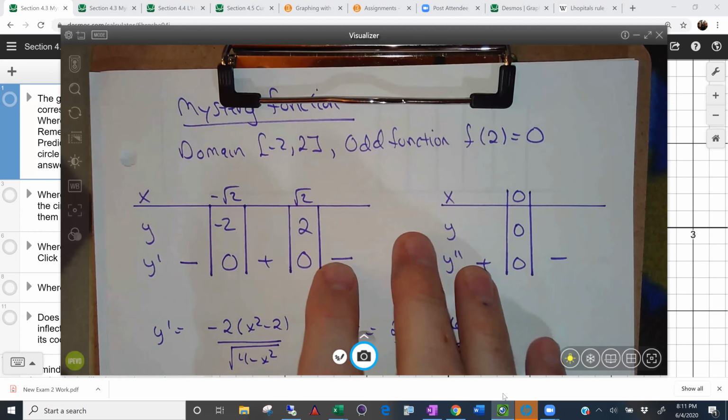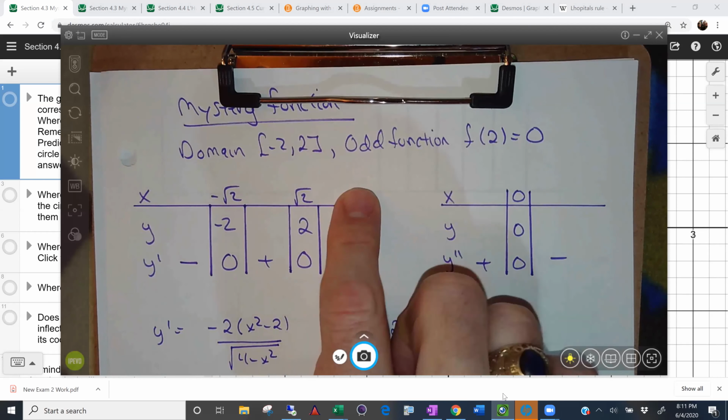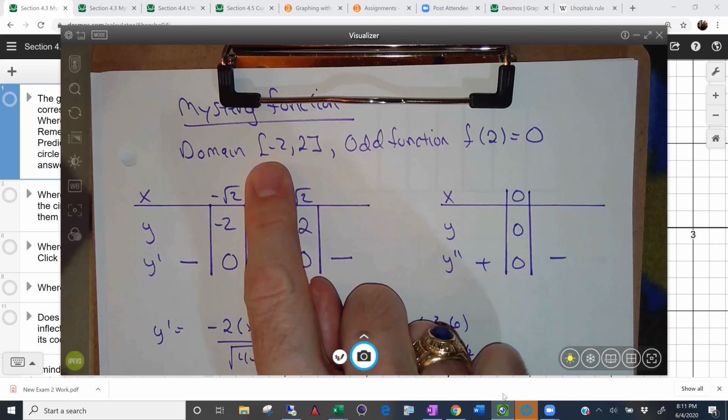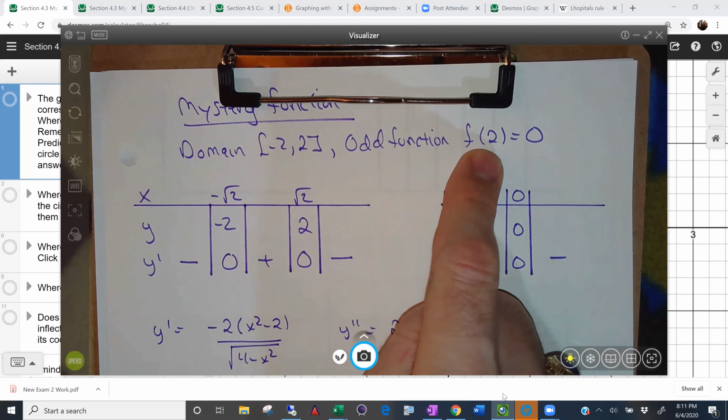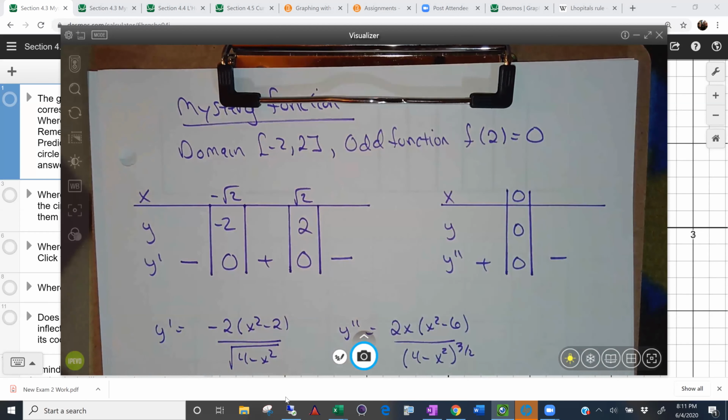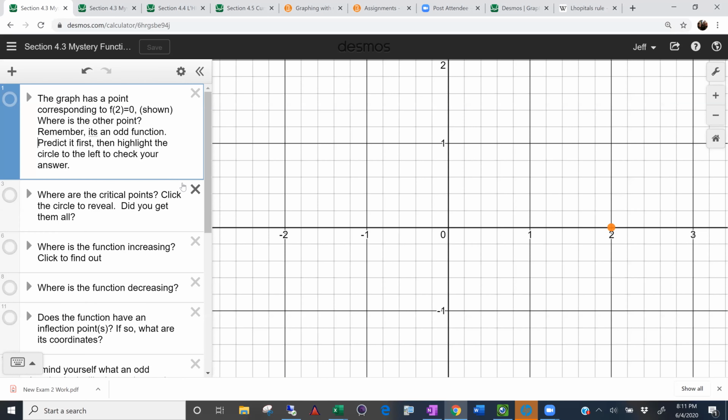So with all this information, we should be able to fill out some of the questions here. Now our domain is -2 to 2, and we've got an odd function which has a point at (2, 0). Because it's an odd function, if we had a (2, 0), where's our other point? Well, it's symmetric with respect to the origin, so that would put it at -2.